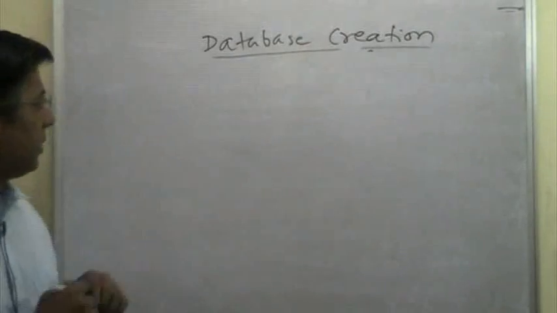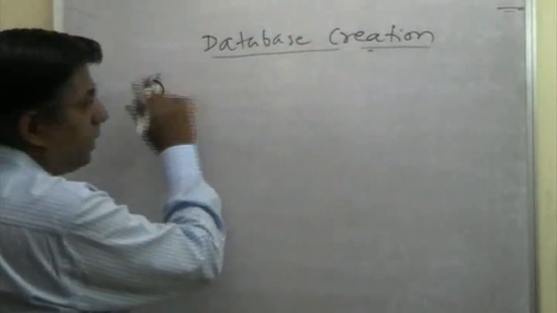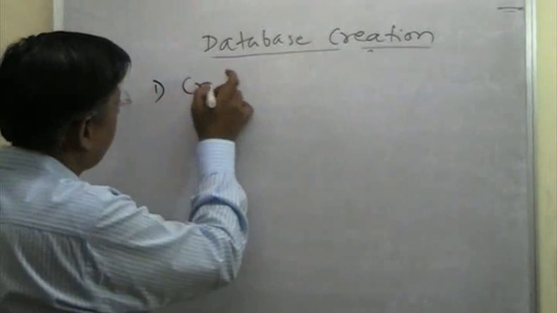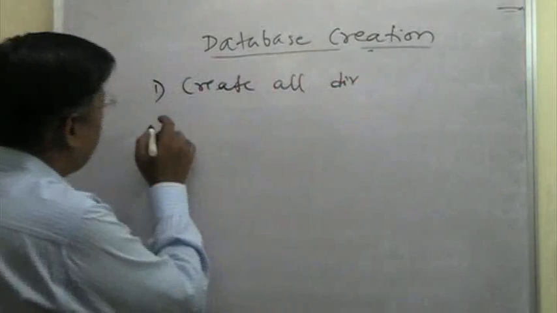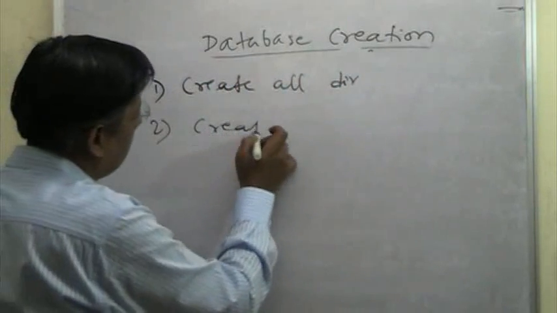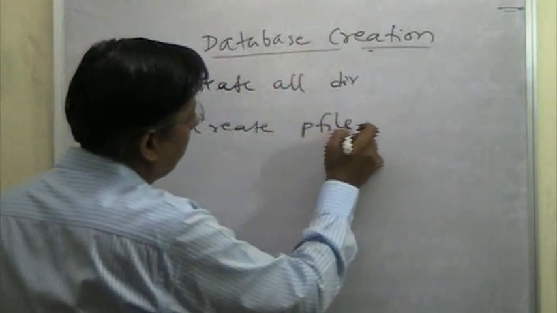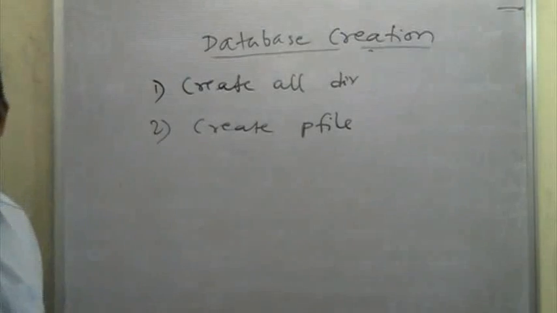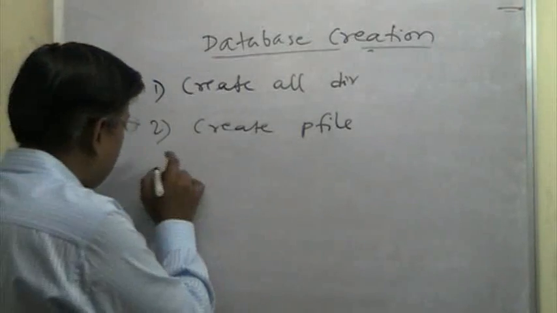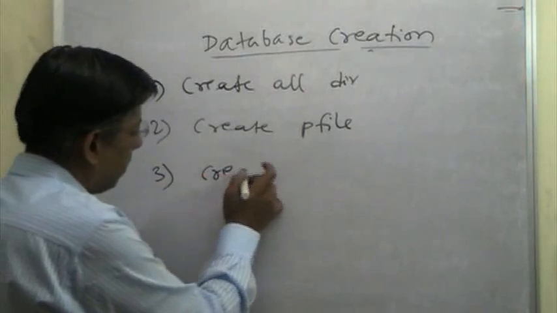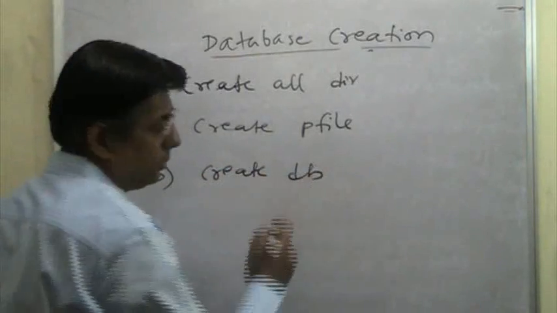So now our step number 1 is to create all the directories. Step number 2 is to create a P file. P file is the init.ora file, init.sid.ora file. And now step number 3 is actually to create a database.